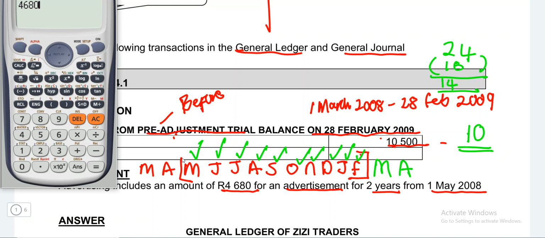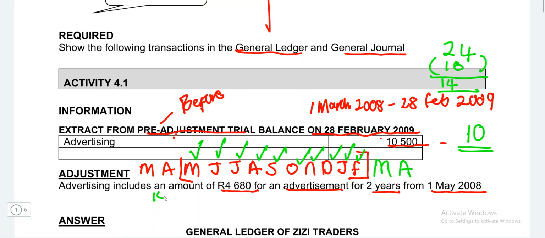4,680, then I multiply it by 14 divide by 24, it's going to give me my prepaid amount, which is 2,730. Remember, we said that 14 divide by 24 multiply by 4,680, and it gave us 2,730. This is the prepaid amount.